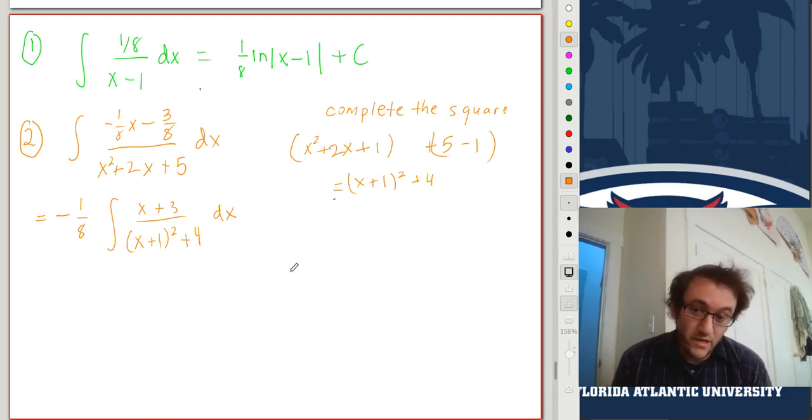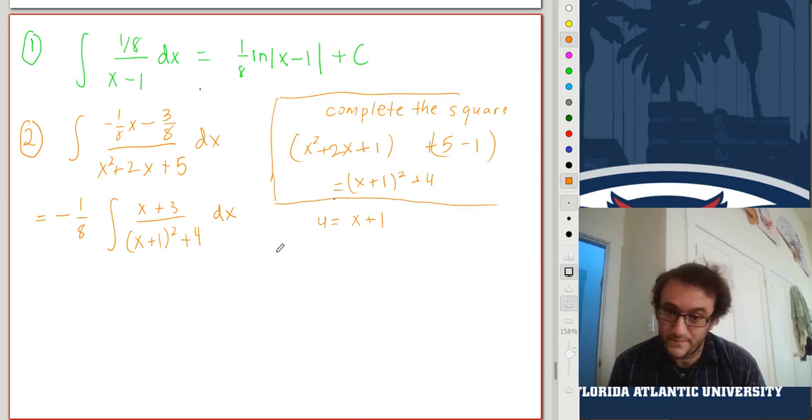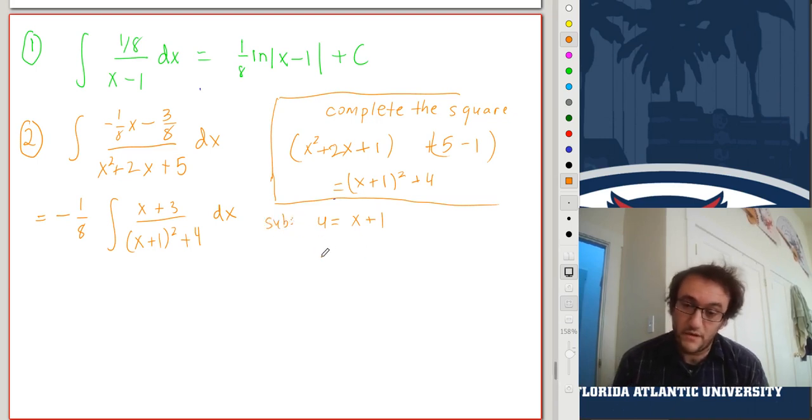And now we're going to want to make a u substitution. So we'll sub in u equals x plus 1. Okay, so let's get this separated off. Okay, so this is our substitution. U equals x plus 1. Du equals dx.